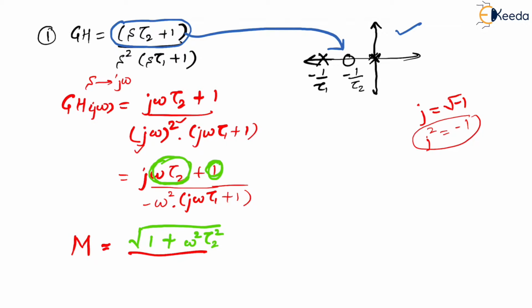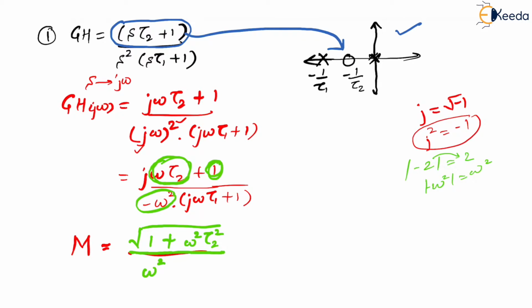Is that correct? Yes. Now divided by the same thing, divided by what? Minus omega squared. What is the magnitude of minus omega squared? It is going to become plus omega squared, right? Because mod of, let us say, minus 2 is 2. Similarly, what is mod of minus omega squared? It is nothing but plus omega squared. Whatever comes out of the mod becomes positive, right?